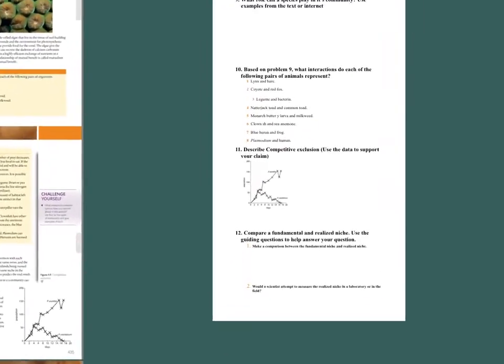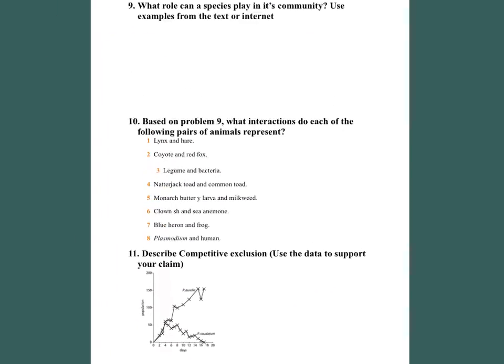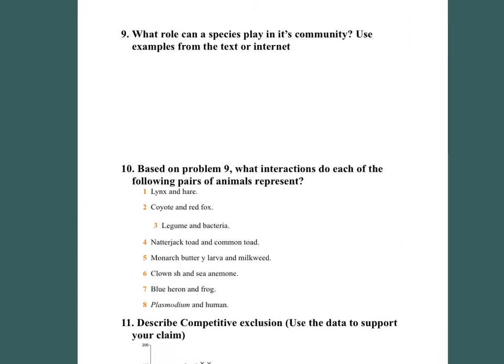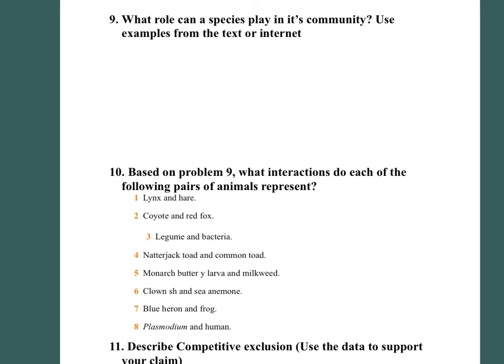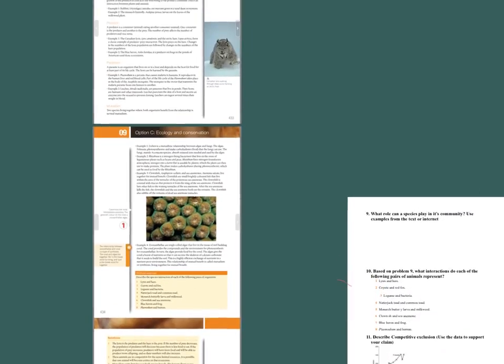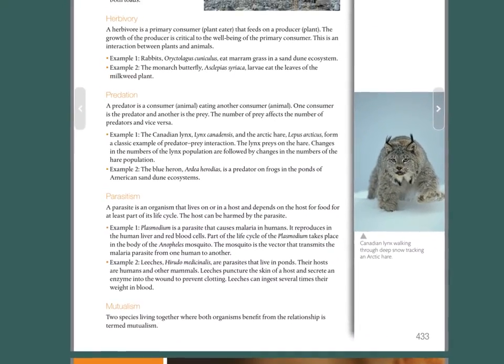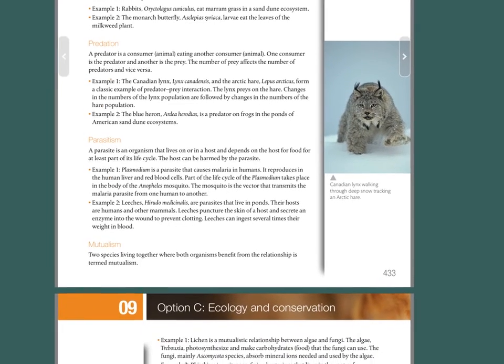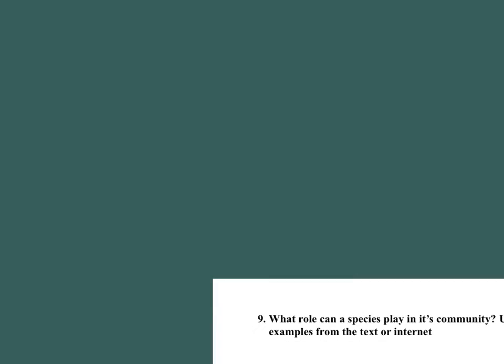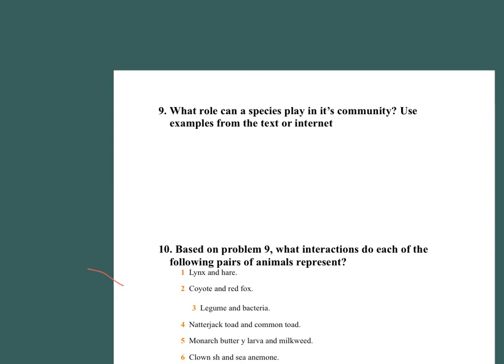So far we've gotten through most of our chapter. These are questions you would answer as you read or after you read the chapter. What role can a species play in its community? These are all the different interactions, which include herbivory, predation, parasitism, and mutualism. That's all on page 433.